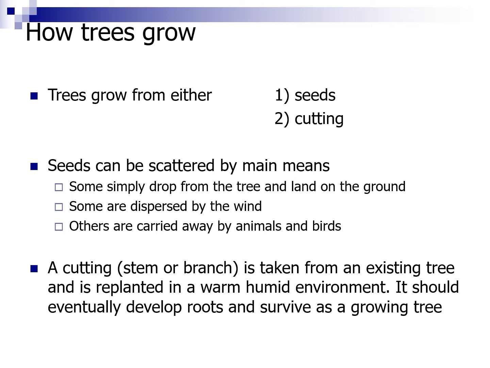Birds and insects also. A cutting is taken from an existing tree and replanted in a warm, humid environment like a plastic polytunnel. It should eventually develop roots and survive as a growing tree. Usually the cuttings get potted into little plants with some soil in it, and they're given nutrients to grow, and they get strong.